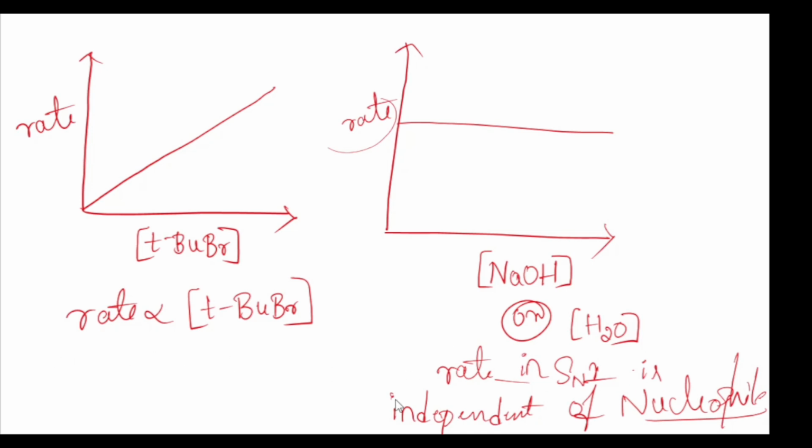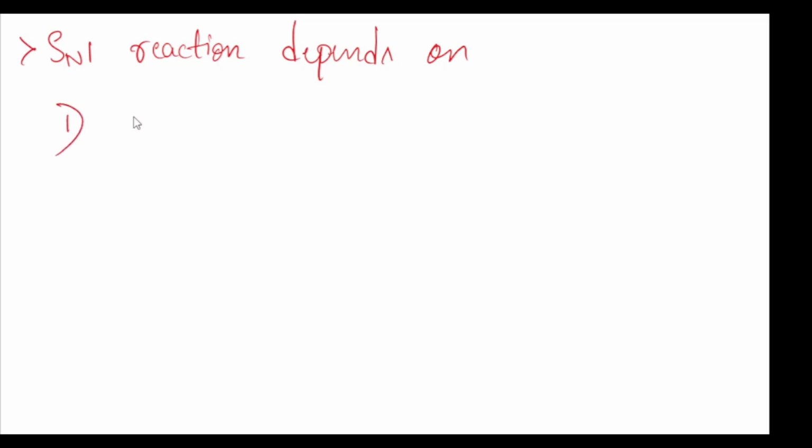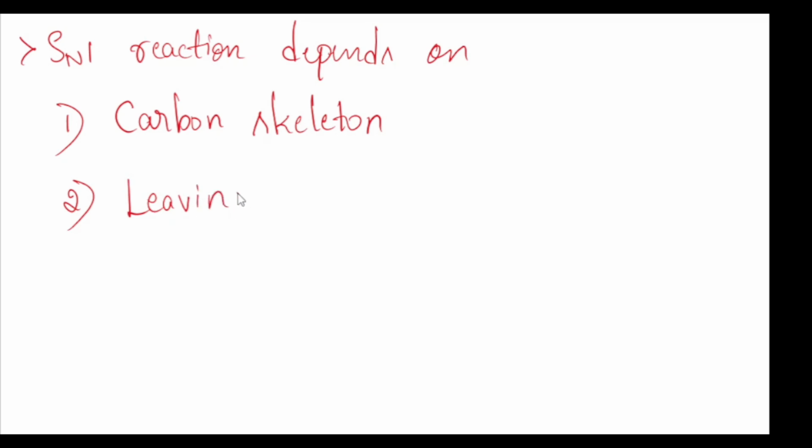Now, on what basis does the SN1 reaction depend? The SN1 reaction depends on, first, the carbon skeleton or structure, the structure of the reactant, and the second one is the leaving group.